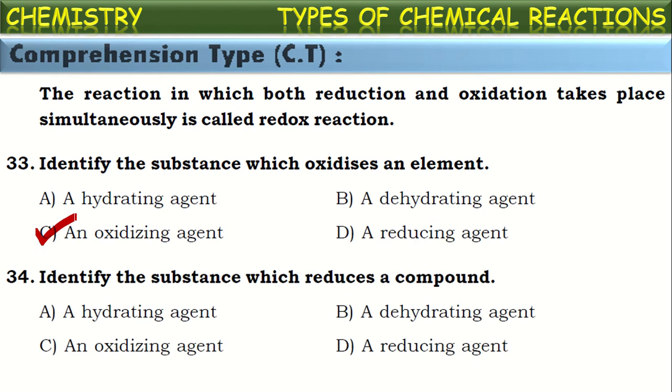Next one, identify the substance which reduces a compound. So in a chemical reaction, the substance which reduces other substances either by taking oxygen from it or giving hydrogen to it is called a reducing agent. The substance which makes others reduced is called a reducing agent.